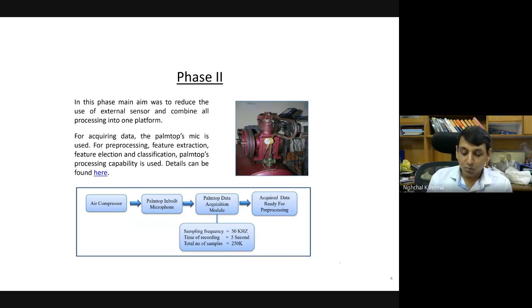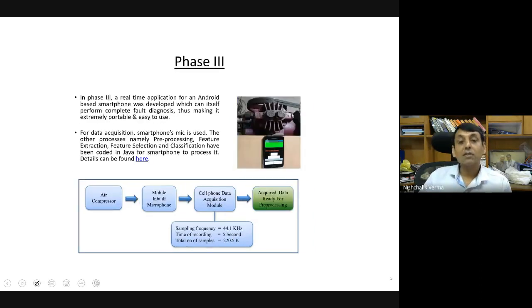The next step that we moved to, you see, is phase three, where even the palm top was replaced by the cell phone. A cell phone. So even the palm top was replaced.